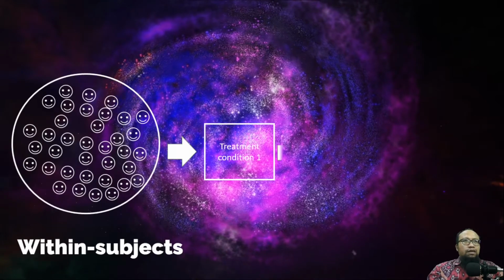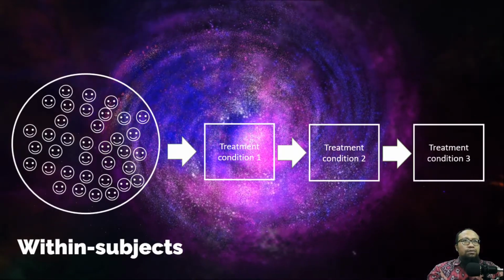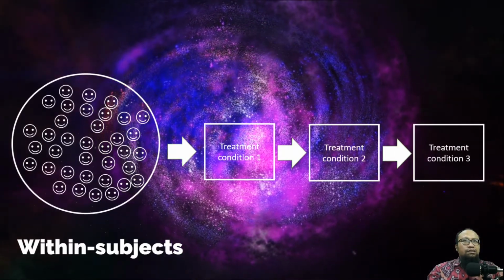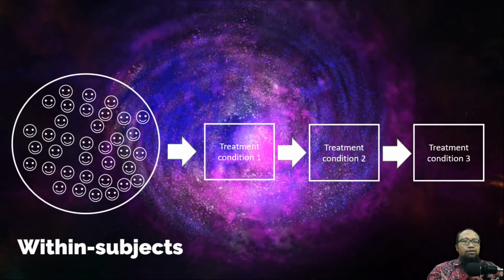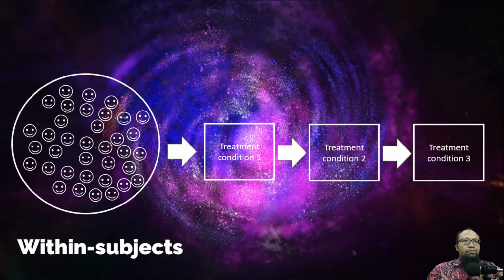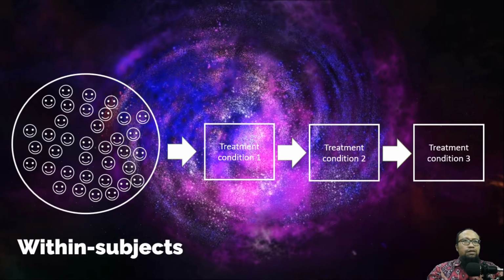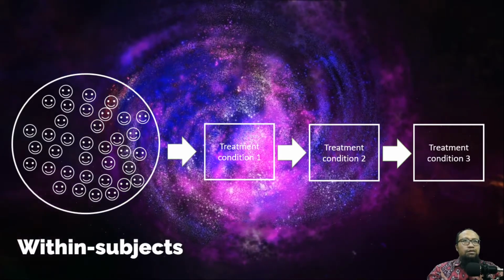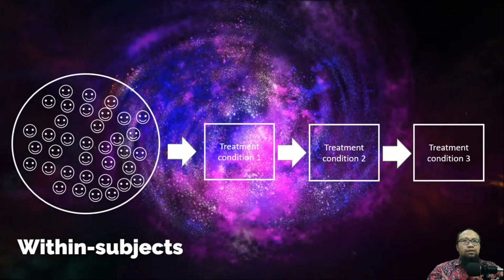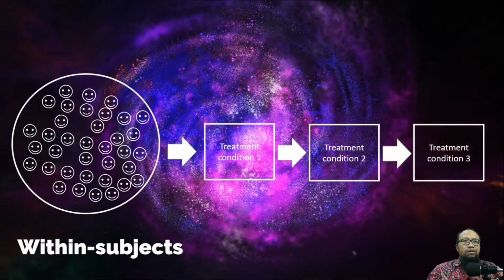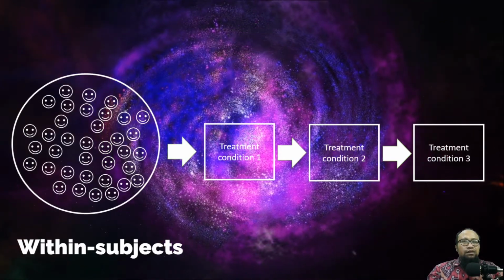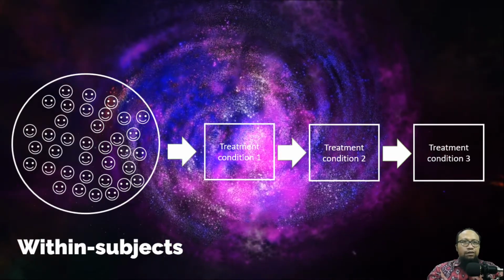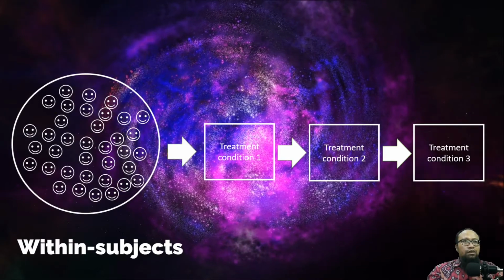The characteristic of within subjects design is that it uses a single group of participants and tests or observes each individual in all the different treatments. So if we have three treatment conditions, all participants must experience all three conditions. And here is treatment 1, treatment 2, and treatment 3.